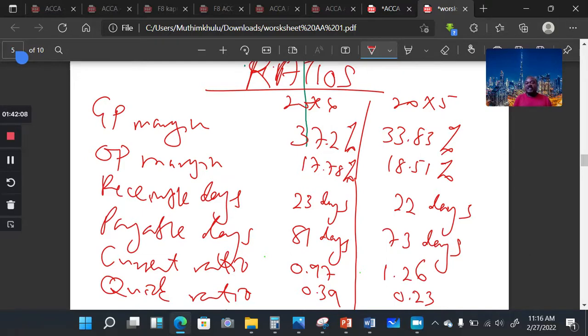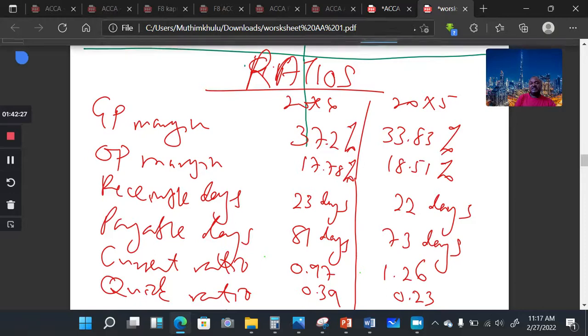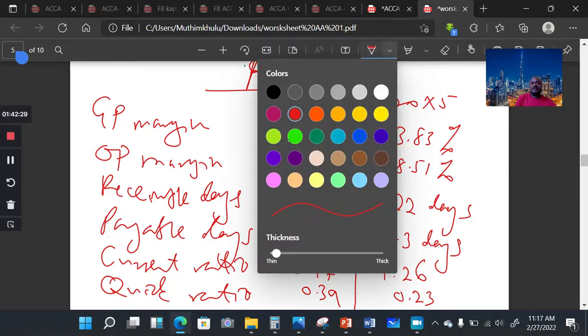Now, using this information, you can come up with other ratios so that you ace this particular exam with all the ease in this world. For example, the GP margin. Let's talk about this.